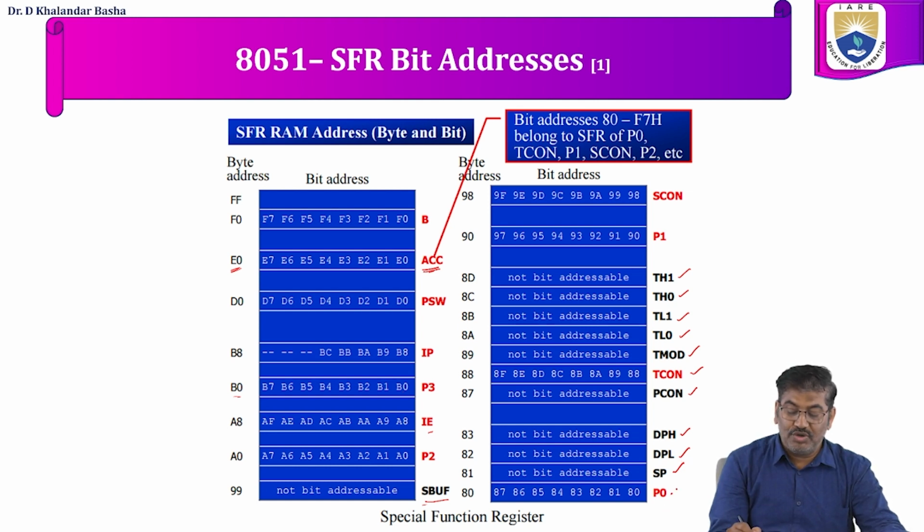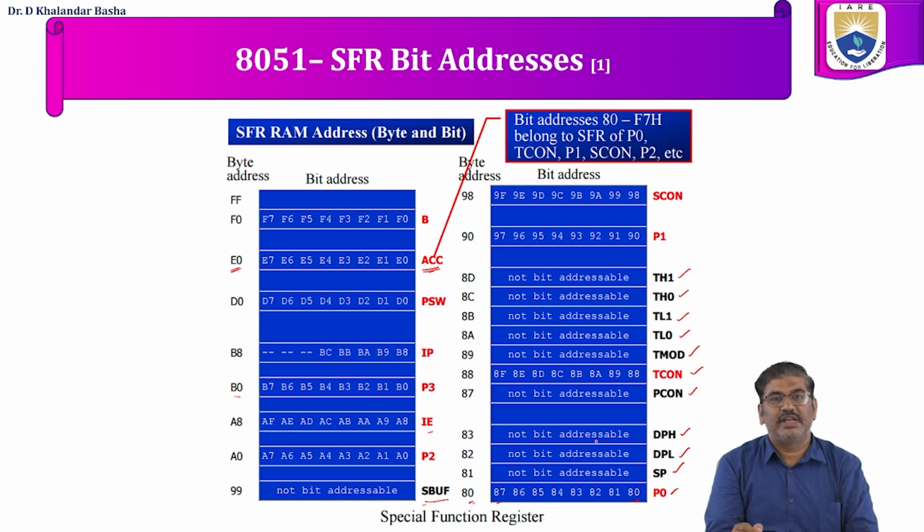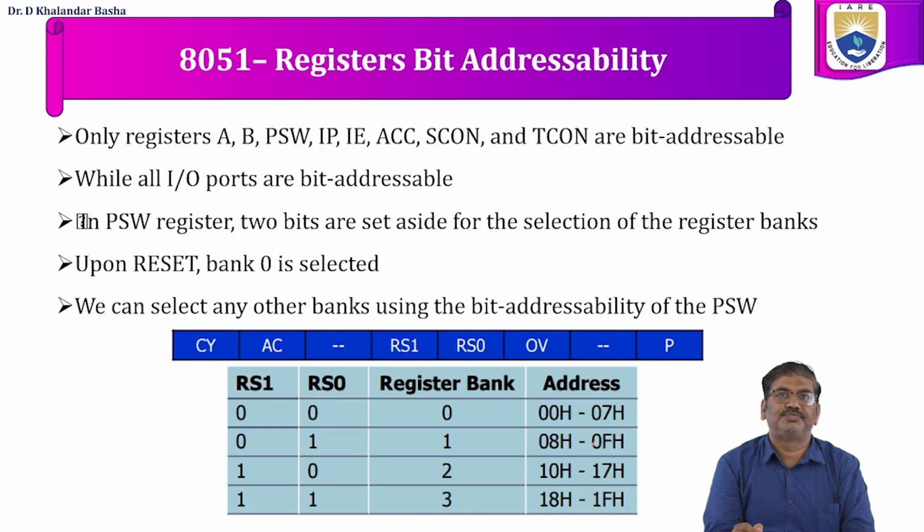Next one is port 0. Port 0 is bit addressable as well as byte addressable. If it is bit addressable, we use the address from 80 to 87H. If it is byte addressable, we can use 80H as the address for port 0. So the registers accumulator, B, program status word, interrupt priority, interrupt enable, SCON register and TCON registers are bit addressable, while all IO ports are also bit addressable.